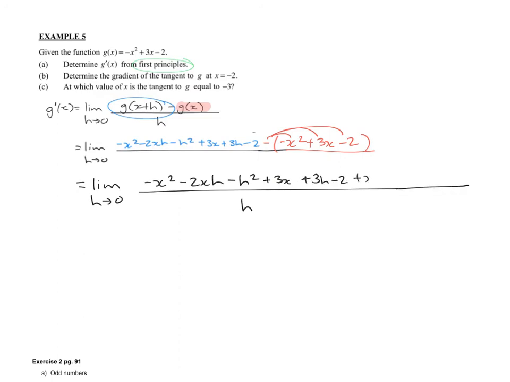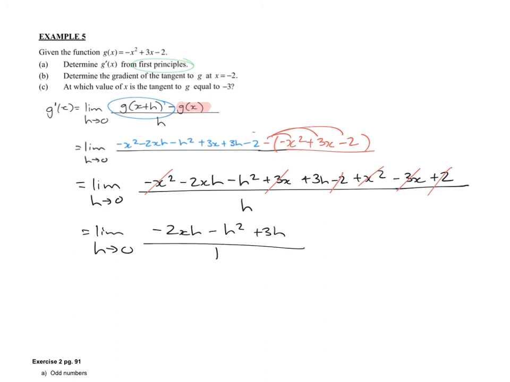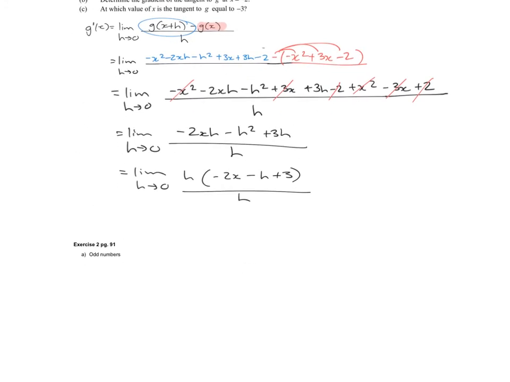We're going to get a positive x squared, a negative 3x, a positive 2. And that's going to cancel. So we have 3x minus 3x, negative 2 plus 2. And so we are left with terms that have h's in. Take out an h as a common factor. And then you can cancel the h's. Show the step before you put the limit in, where it's just negative 2x minus h plus 3.